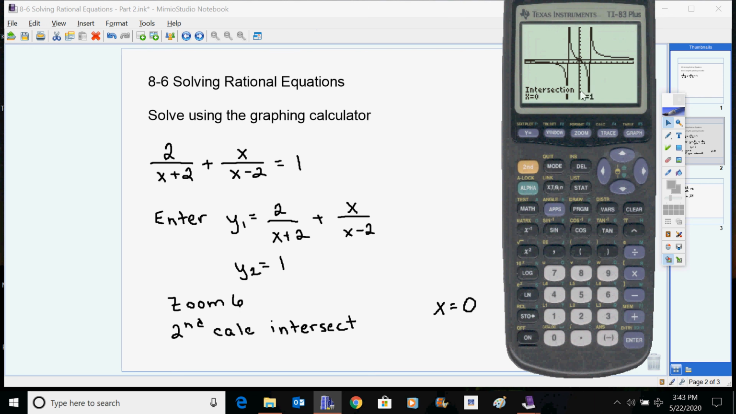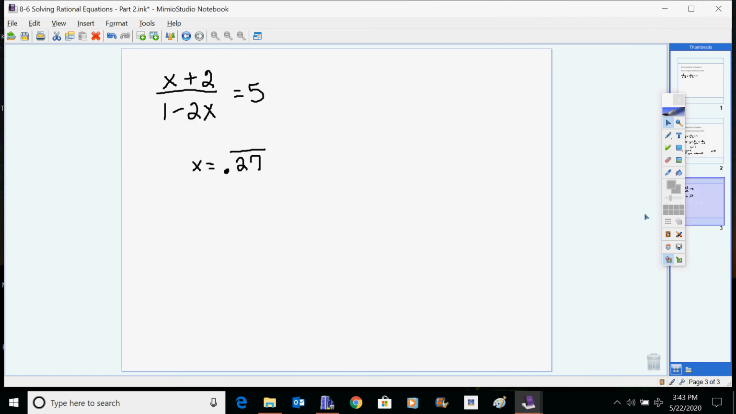which means that our answer is what's in the x place. Okay, y equals 1. That's good because this whole thing has to equal 1. And your answer is 0. X equals 0. Second calc, intersect. Enter, enter, enter. And that's all you have to do. Let's do another one just to make sure.